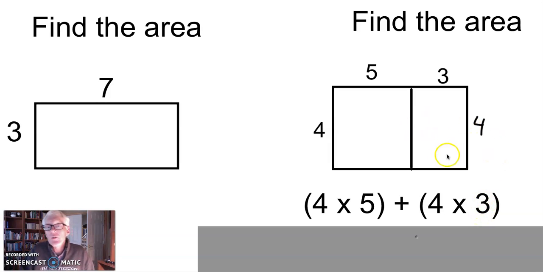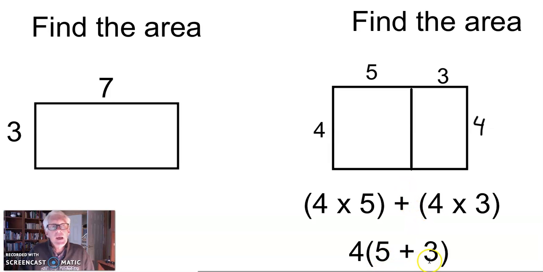Some of you saw this and said, well, this is really one big rectangle. So instead of doing two, I'm just going to go 5 plus 3 and get 8. You go 8 times 4, which is 32. And the way you write that is you put 5 and 3 together in parentheses and multiply that whole thing times 4. And you still got 32, because 5 plus 3 is 8, and 8 times 4 is 32.